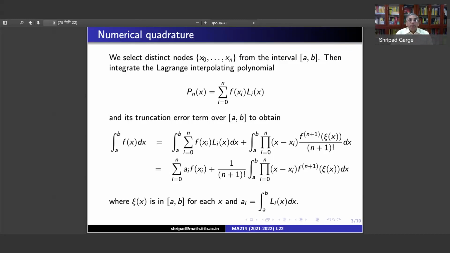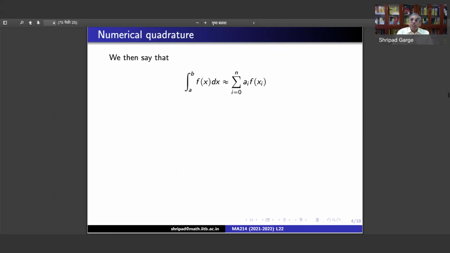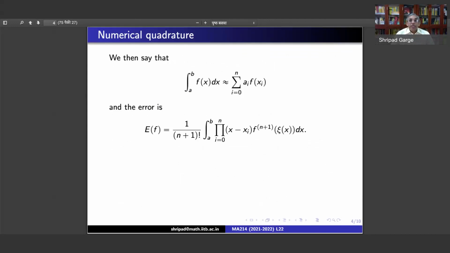We would then say that our integration is approximated by this finite sum, summation a_i f of x_i, and the error will then be E(f), which is 1 upon (n plus 1) factorial, integral from a to b, product of (x minus x_i), f^(n+1) of xi(x) dx. A very simple thing. Once you have understood what the interpolation does, how the error is written down, all you have to do is to take the integration of those things.